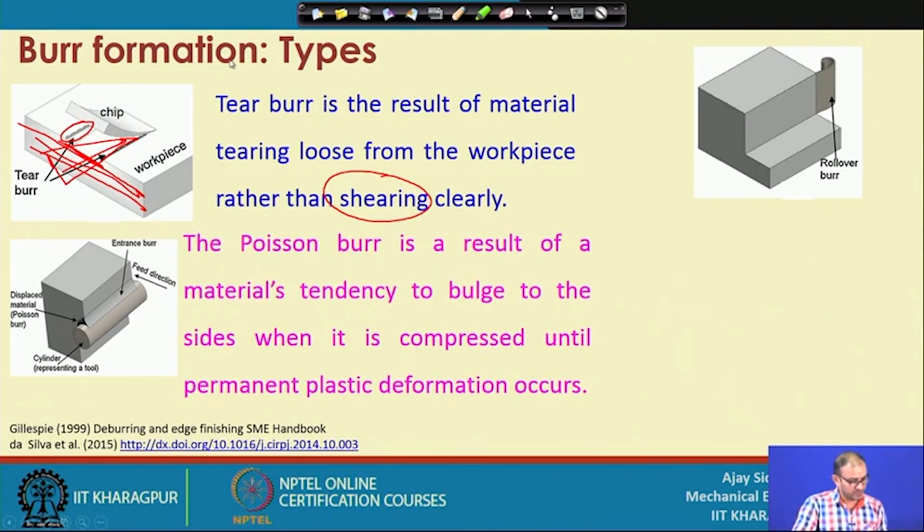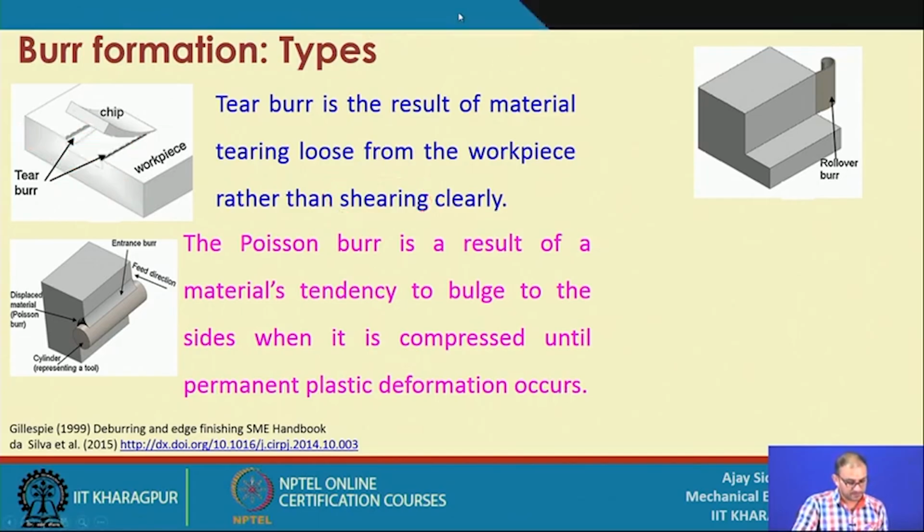Now, these are called Poisson burrs. So, what is a Poisson burr? A Poisson burr is a result of a material's tendency to bulge to the side when it is compressed until permanent plastic deformation occurs. Now, let us consider this situation.